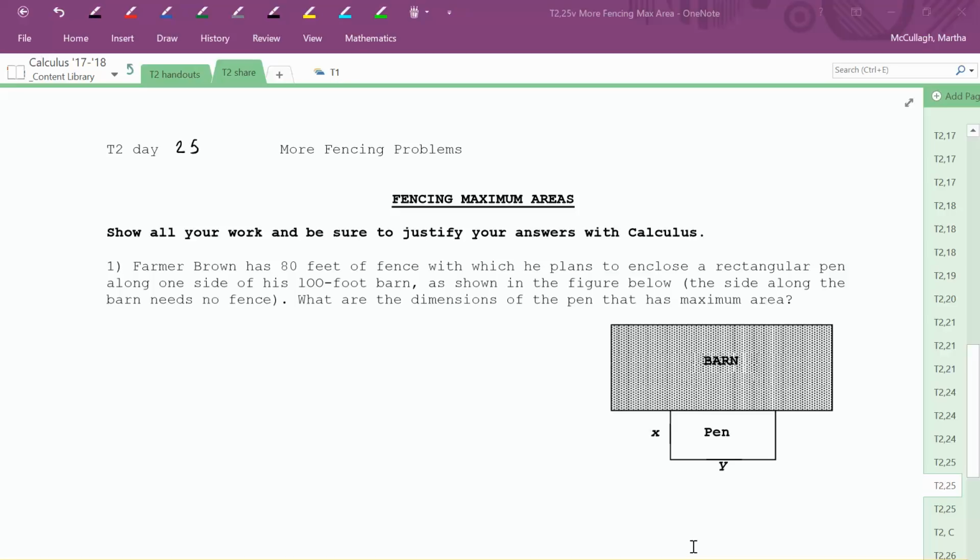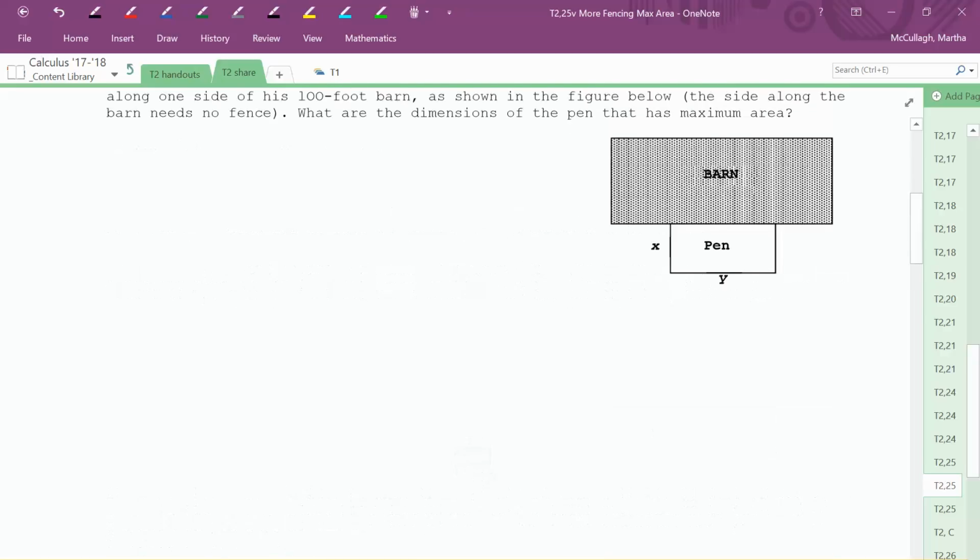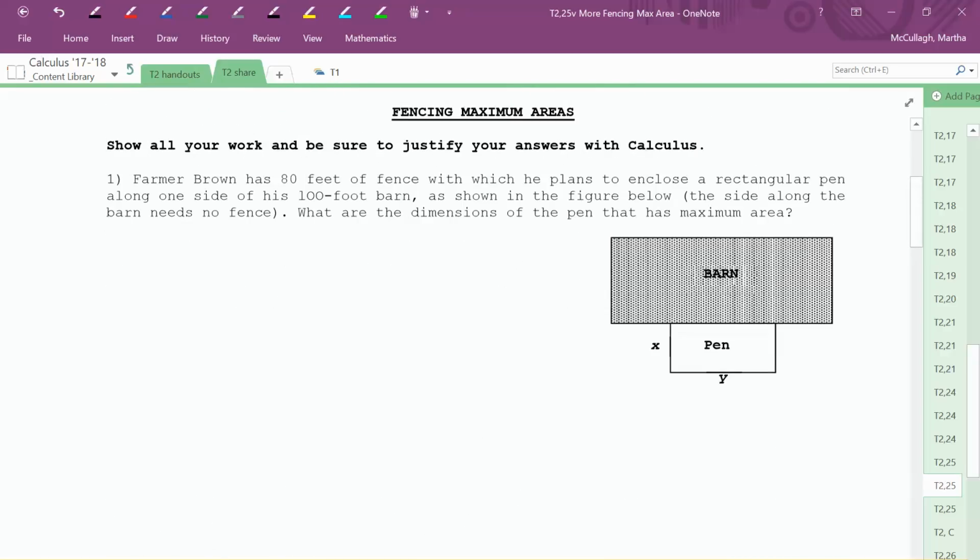Farmer Brown has, for problem number 1, Farmer Brown has 80 feet of fence with which he plans to enclose a rectangular pen along one side of a 100-foot barn, as shown in the figure below. The side along the barn needs no fence. What are the dimensions of the pen that has the maximum area?